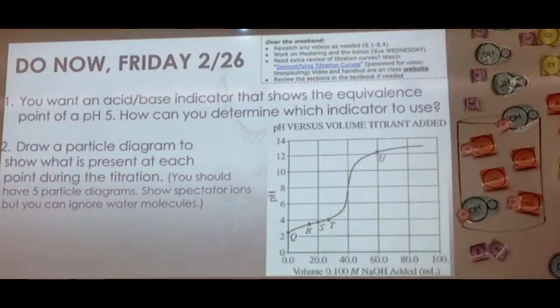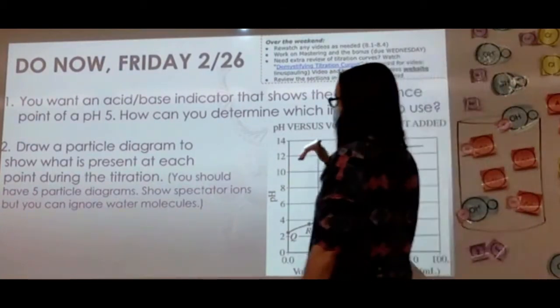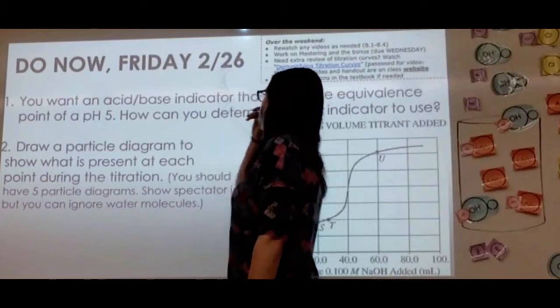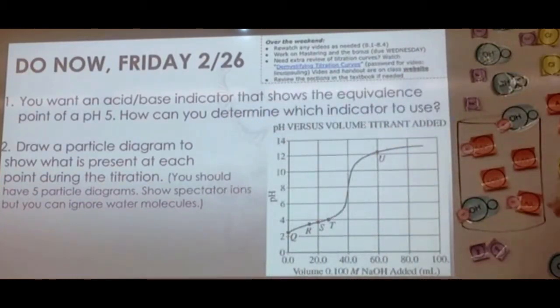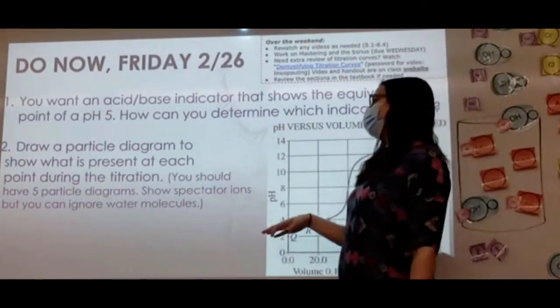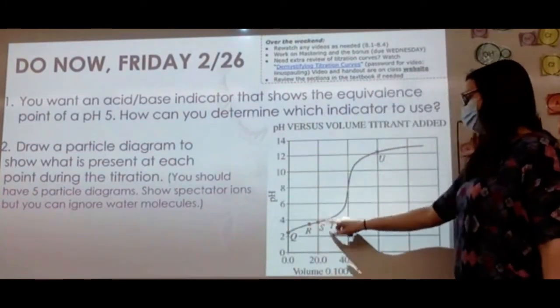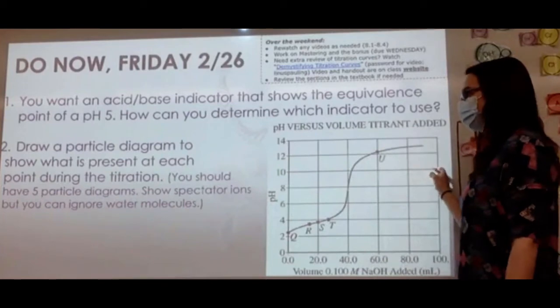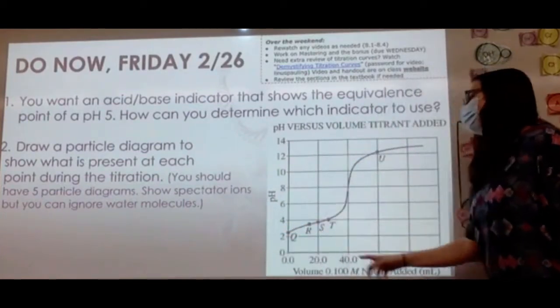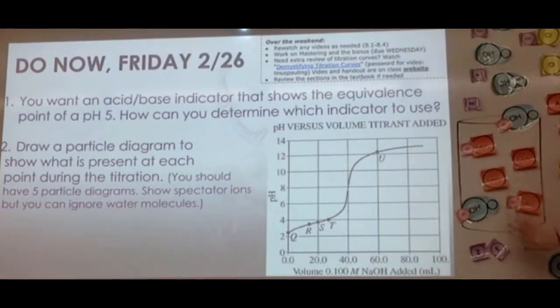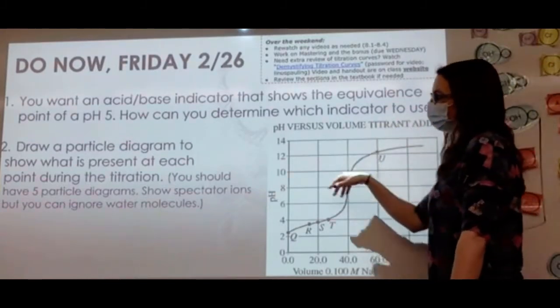For the do now, there are two questions here. One is focusing on indicators, and I'm going to talk about the most important thing about an indicator. Number two is looking at particle diagrams for each part on the titration curve. It says you should have 5 particle diagrams, but I'll do it over here while we're doing it, so you can just draw what's in here as we look at the titration curve.